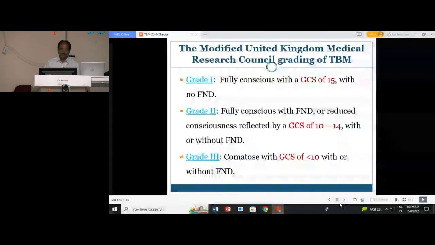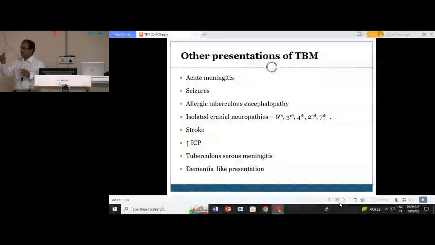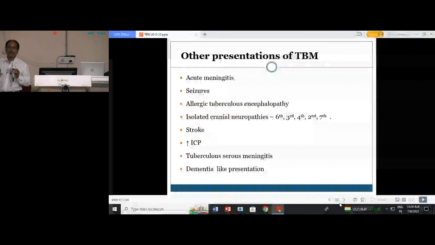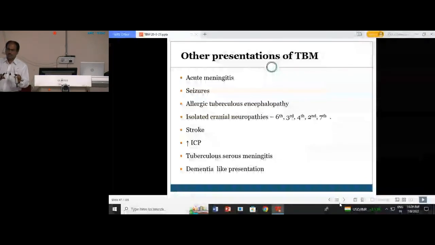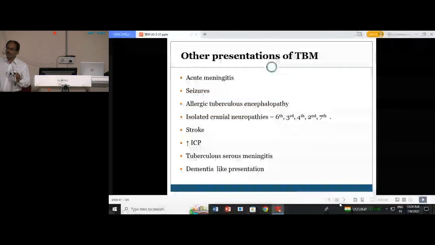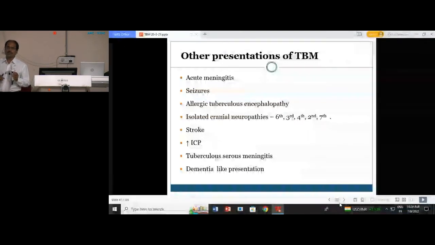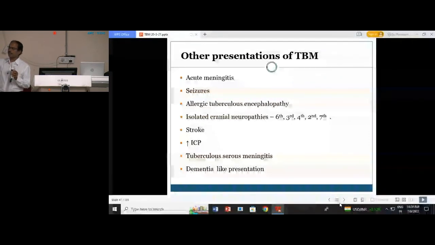Grade 3 carries 50% mortality. You may ask why bother about all these grade 1, grade 2, grade 3. Suppose the patient is conscious, coherent, with a simple headache, and you diagnose TBM. Otherwise the patient is normal, walking into your OP. You diagnose TBM, and after 2 days the patient has a seizure. That is 50% mortality. You have to explain this to the attenders. Once the patient has a seizure, it comes under grade 3, which carries 50% mortality.